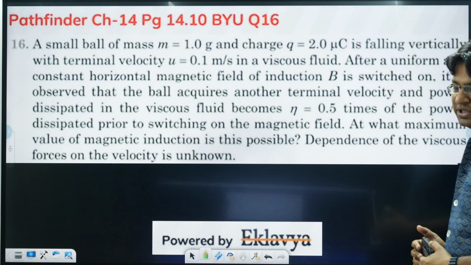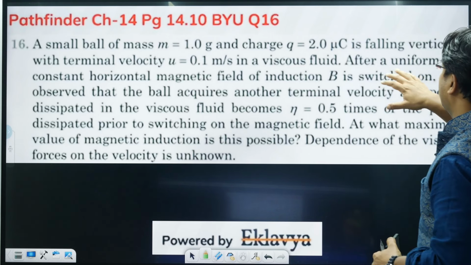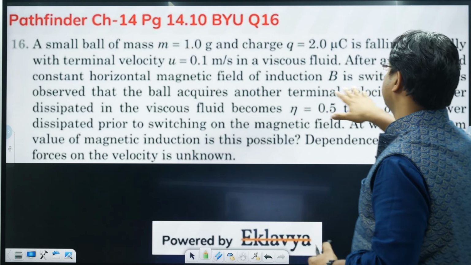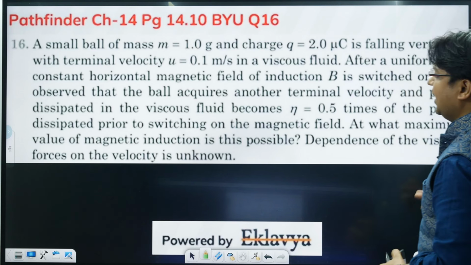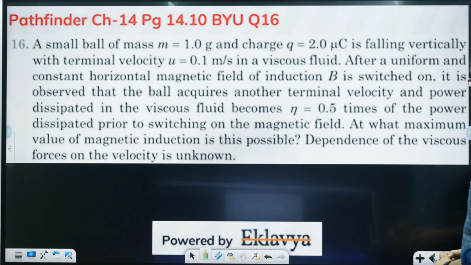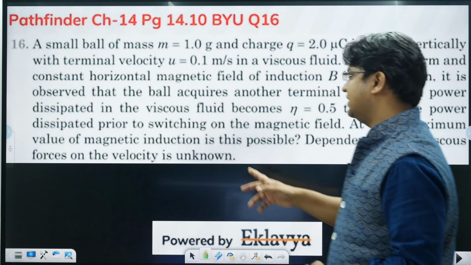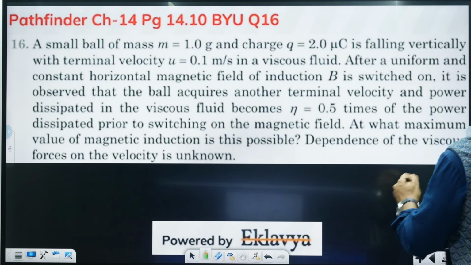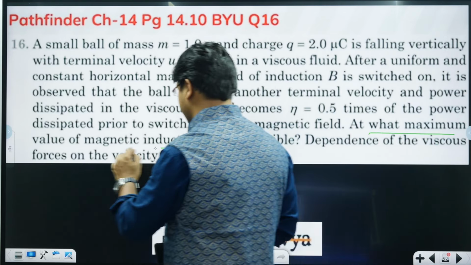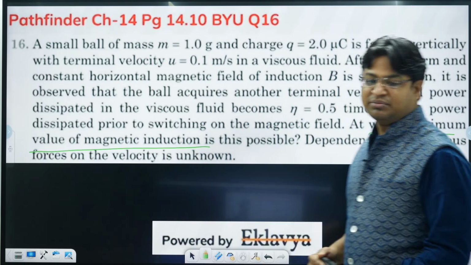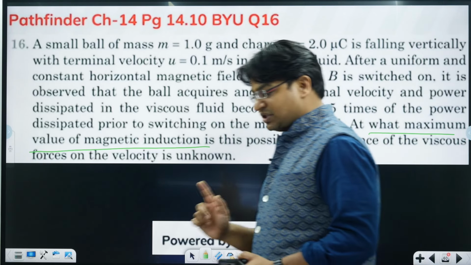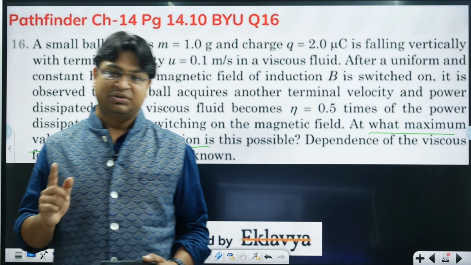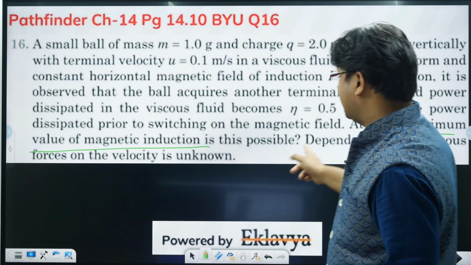So let's see. After a uniform and a constant horizontal magnetic field of induction B is switched on, it is observed that the ball acquires another terminal velocity. And power dissipated in the viscous medium becomes half times of the power dissipated prior to switching on the magnetic field. At what maximum value of magnetic induction is this possible? Now, at what maximum value of magnetic induction? So we are seeking some kind of maxima. Dependence of the viscous force on the velocity: we can't assume that viscous force is directly proportional to the speed. We cannot assume that. The question has denied that.